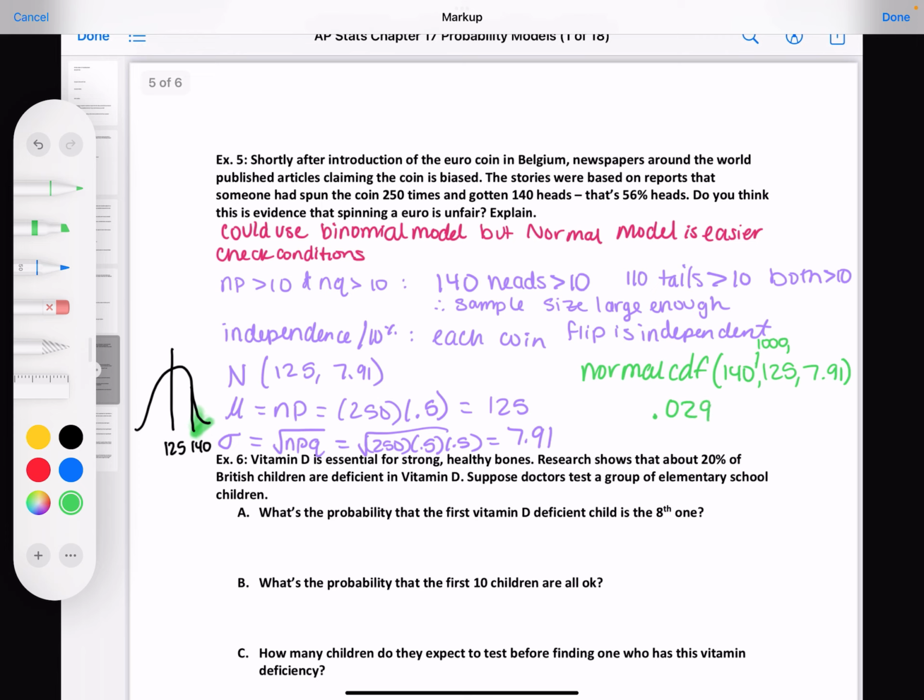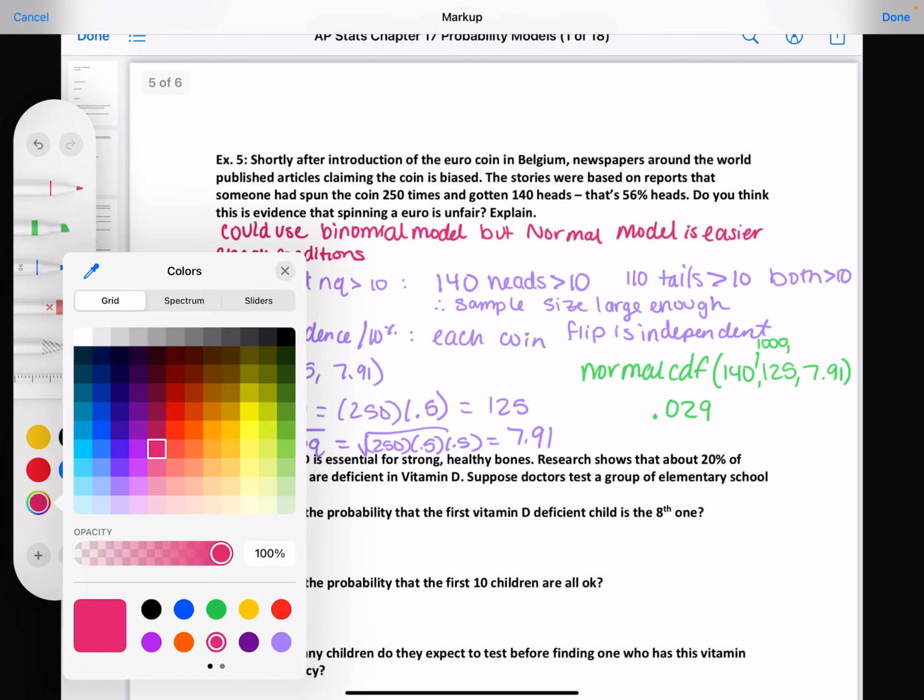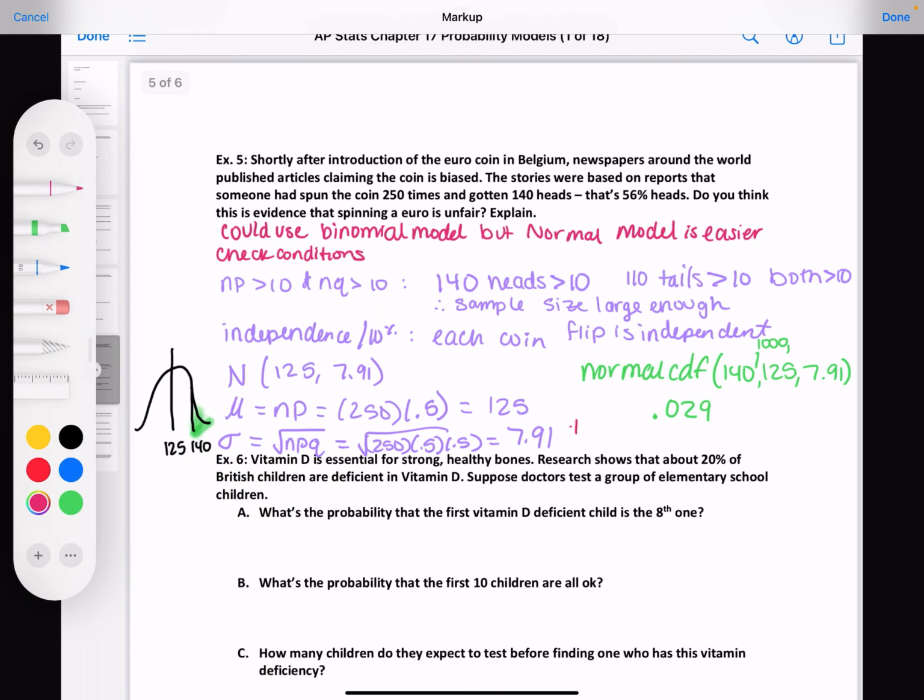Yes. Alright, so based on that, we can say that the probability of 140 heads is low, but not so low that it would be unfair.